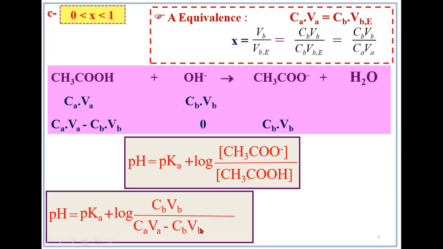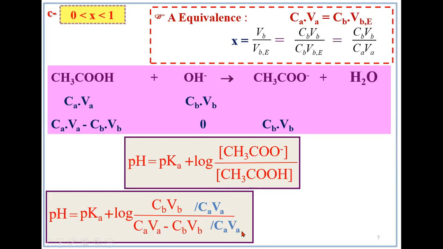Clear? Again, like I said, I like the chart, but if you just like to memorize, feel free to do that. Always the concentration of the A minus is simply coming from the base because that's my limiting. The leftover acid is CAVA minus CB. Okay, now I'm doing a derivation, right? So let's divide the top and the bottom by CAVA.